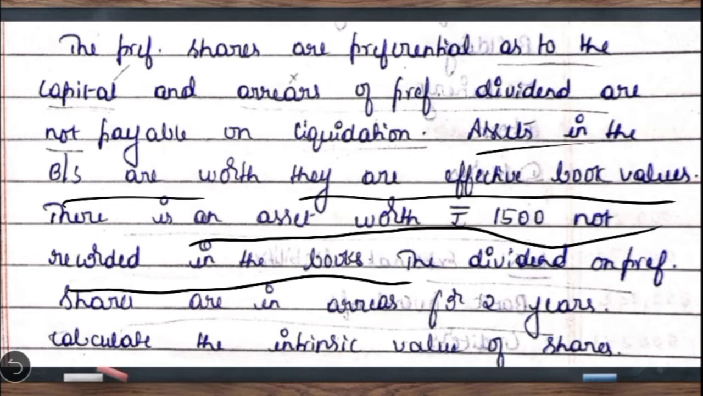But here we are going to calculate the value of shares on the assumption that the company is going into liquidation. If at all the company goes into liquidation, they will realize this unrecorded asset as well. So you have to consider this. Let's see how to write these assets in the format.